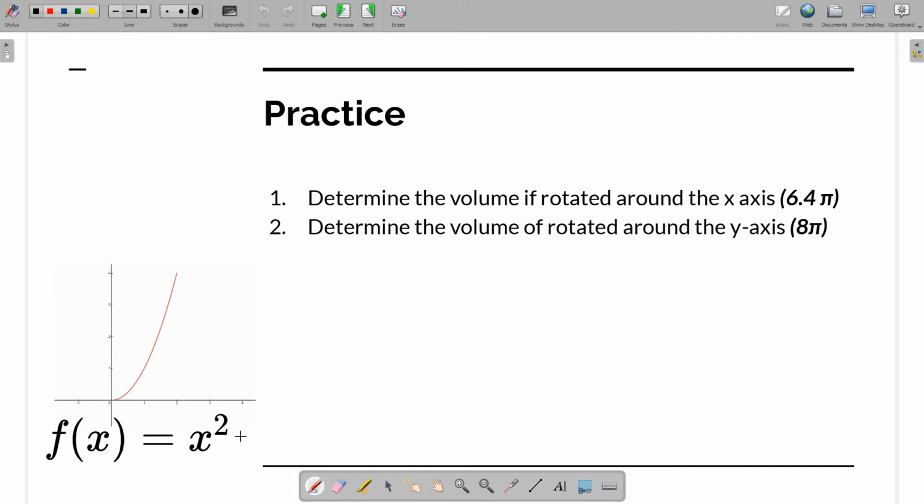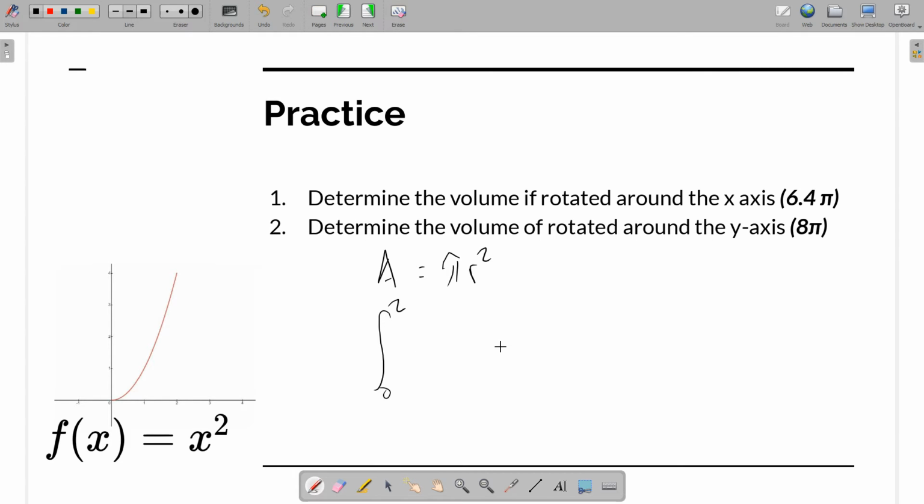Let's do some examples. Here we've got f of x equals x squared, and we want to determine the volume if we rotate around the x-axis. So I'm going to keep in mind that pi r squared is going to give me the area of each of those circles that I'm going to create as I rotate along each point on that function. I'm going to create an infinite amount, so I want to use integration to help me add them all together. So I'm going to integrate from 0 to 2 here.